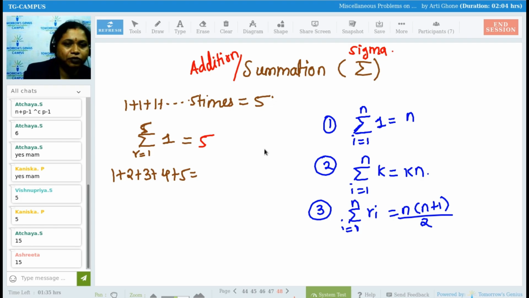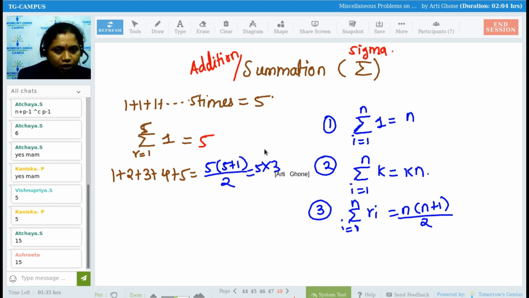Okay, now let's calculate it with the formula. See, r, the number r is starting from 1 to n. So it is n into n plus 1 by 2. So here n is 5, so here it is 5 into 5 plus 1 by 2, so 15. Clear? So this is a direct shortcut made for the summation value. Clear with the example?